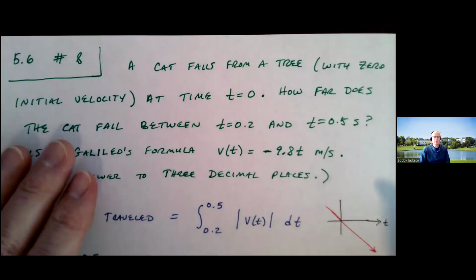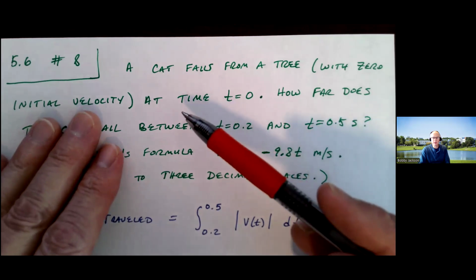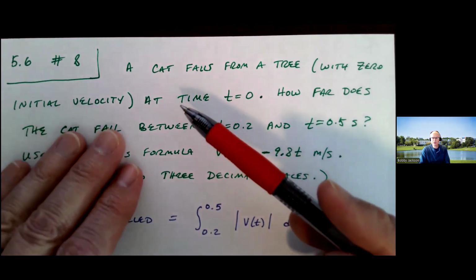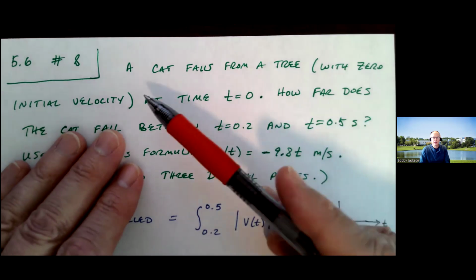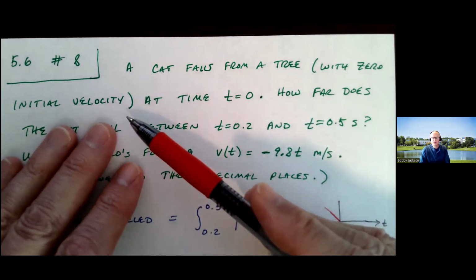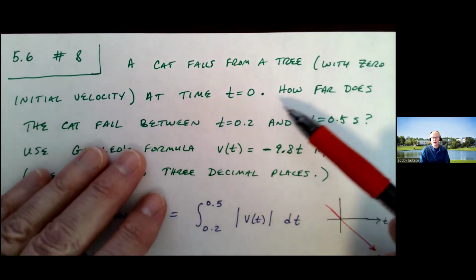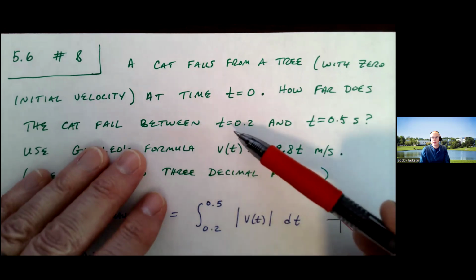Okay, everyone, we're going to look at number 8. In the last problem, we looked at population of rabbits, and in this problem, we're going to watch cats fall out of trees, apparently. So in number 8, we have a cat that falls from a tree with zero initial velocity at time t equals 0. How far does the cat fall between these two times?